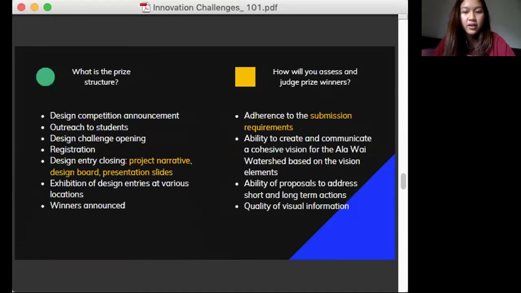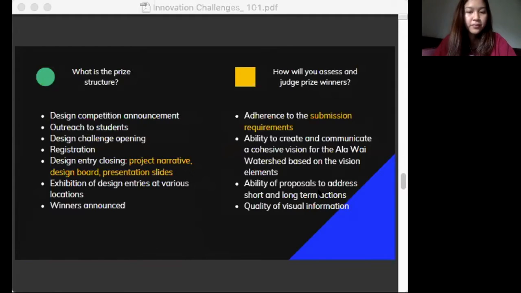With that, describe how your prize process will work as a program, including whether you will have interim prizes or stage gates and whether you will provide support. So this is the example for the LOI challenge, where the requirements are the students have to give their project narrative, design boards, and also presentation slides.